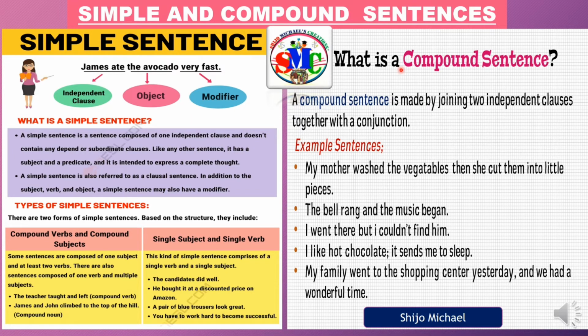Now let us see what is a compound sentence. A compound sentence is made by joining two independent clauses together with a conjunction. Now let us see what is the difference. In simple sentences there is only one clause, but in compound sentences there are two independent clauses. For example, my mother washed the vegetables, then she cut them into little pieces. Here you can see my mother washed the vegetables, that is one clause. Then she cut them into little pieces, that is the second independent clause. So this sentence is considered as a compound sentence.